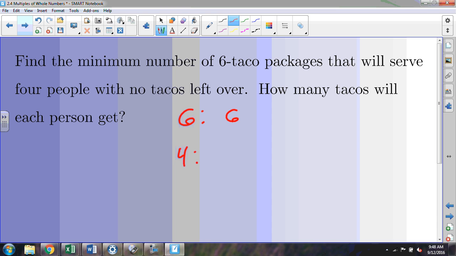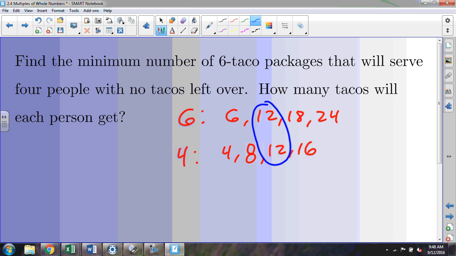Well, this is a situation where we need to go and create our least common multiple, same way that we did before. When we do this, we find the least common multiple is 12. Does that mean we have to go buy 12 packages of tacos? I sincerely hope that you don't go buy 12 packages of tacos, because that's going to give you 72 tacos. I don't know too many people who want to go for a group of 4 people eating 72 tacos. You got to be really hungry. This piece is not the number of packages, it's the number of tacos that you're going to get.